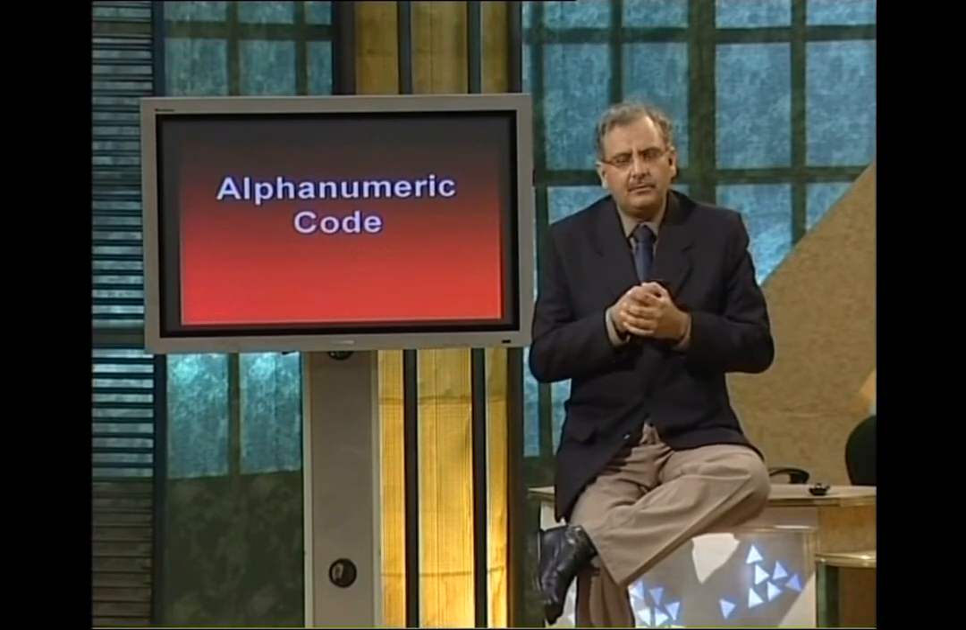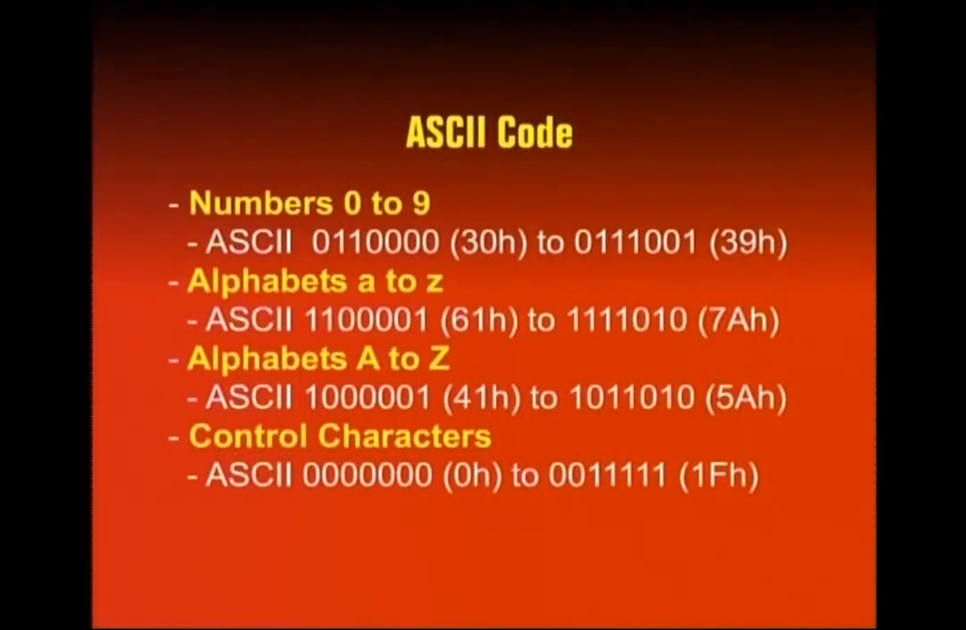Let us have a look at the ASCII table. Consider some of the ASCII codes that represent the numbers 0 to 9. The ASCII code 011000, which is also equivalent to 30 hexadecimal, represents the number 0. The ASCII code 011001, which is also equivalent to 31 hexadecimal, represents the number 1. Similarly, the ASCII code 011001, which is equivalent to 39 hex, represents the number 9.